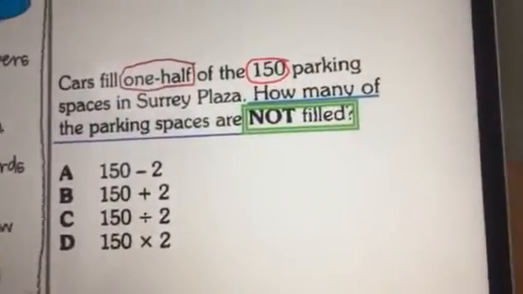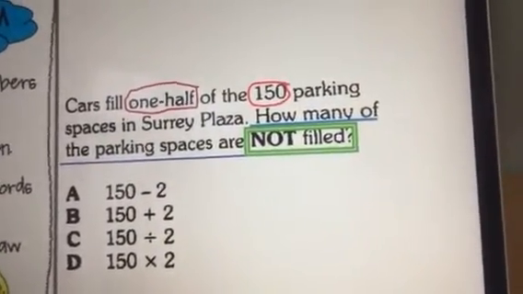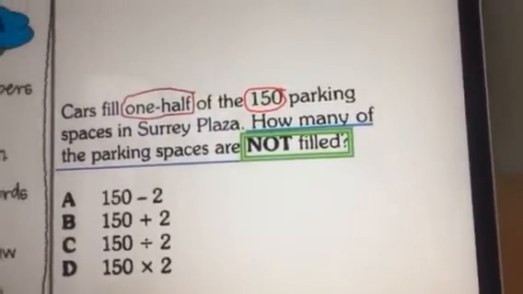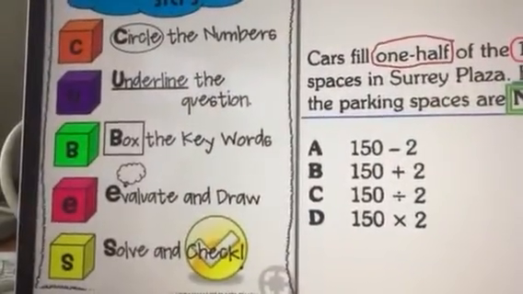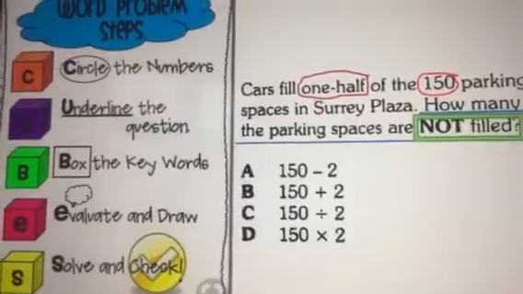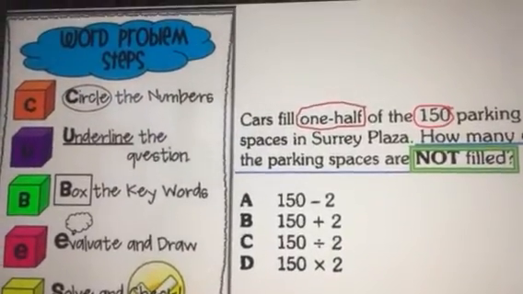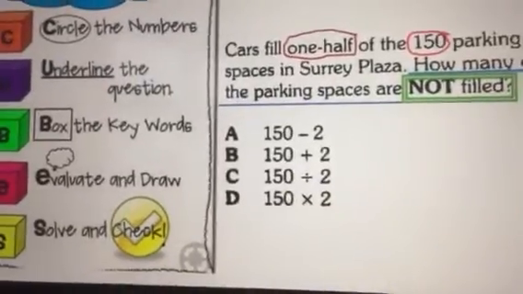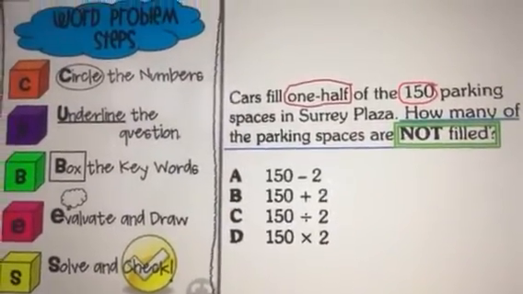Underline the question. How many of the parking spaces are not filled? And it asks us to box the key words. The key words here, not filled. And we're going to evaluate and draw. All right, this is how you figure out your problem, and then you can go ahead and figure out a solution.